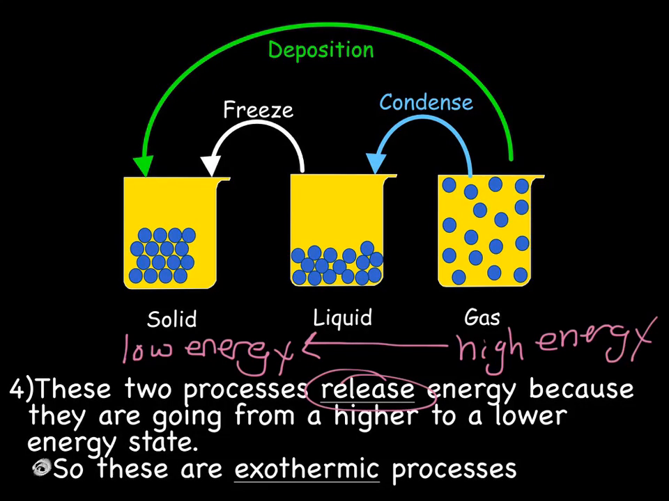And we'll stop here for part one. Make sure you know all this terminology. Okay, gas to liquid is condensing, liquid to solid is freezing, etc., as well as which ones are endothermic and exothermic, and why.